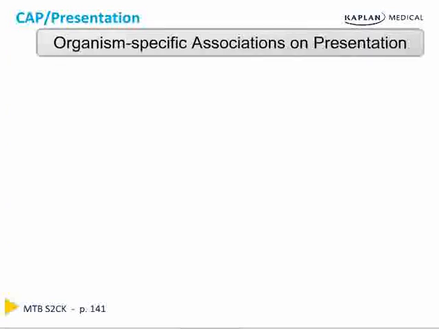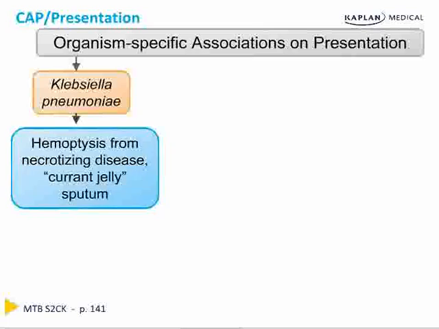While we've already discussed organism-specific associations with regard to epidemiologic and demographic information, there are also some clinical presentations that are associated with certain organisms. The following are important for you to know for Step 2. For Klebsiella pneumonia, we sometimes see hemoptysis. This is because Klebsiella can cause necrotizing disease, and usually this kind of hemoptysis is described as appearing as currant jelly sputum.